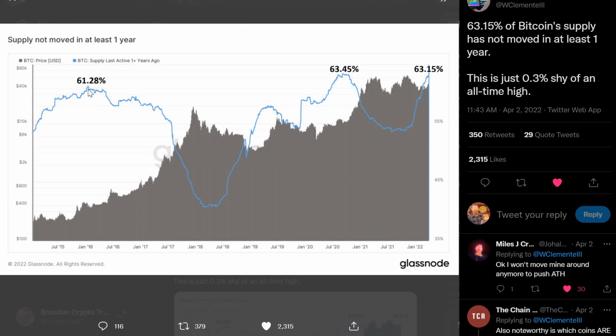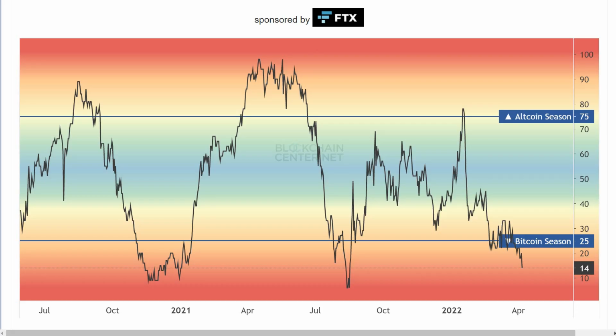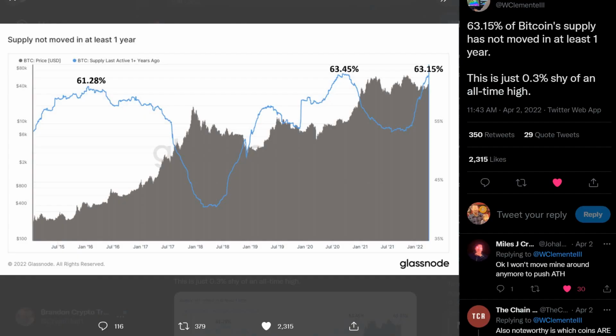I thought this was interesting. Will Clemente tweeted this out: the Bitcoin supply last active one plus years ago is near an all-time high. The fundamentals across the board look very much like early 2020, more so than they look like 2018, for sure. This is just a general takeaway that I have.